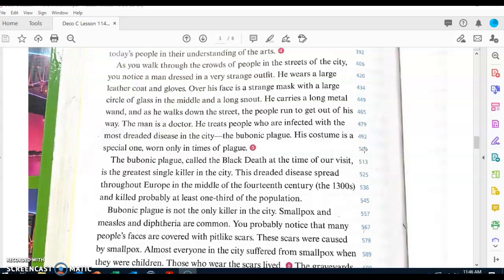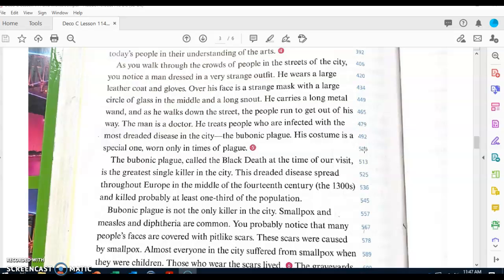As you walk through the crowds of people in the streets of the city, you notice a man dressed in a very strange outfit. He wears a large leather coat and gloves. Over his face is a strange mask with a large circle of glass in the middle and a long snout. He carries a long metal wand, and as he walks down the street, the people run to get out of his way. The man is a doctor. He treats people who are infected with the most dreaded disease in the city, the bubonic plague. His costume is a special one, worn only in times of plague.